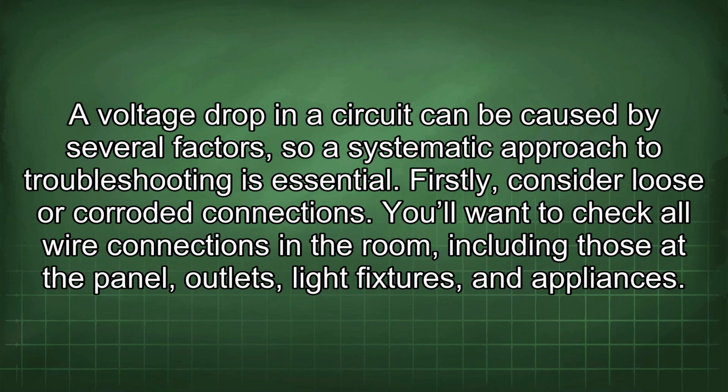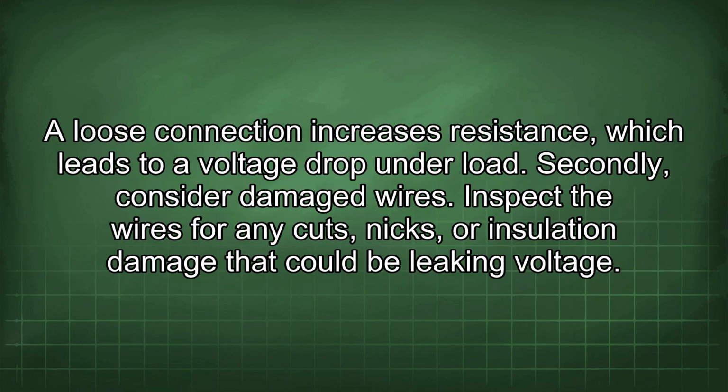Voltage drop in a circuit can be caused by several factors, so a systematic approach to troubleshooting is essential. Firstly, consider loose or corroded connections. You'll want to check all wire connections in the room, including those at the panel, outlets, light fixtures, and appliances. A loose connection increases resistance, which leads to a voltage drop under load.